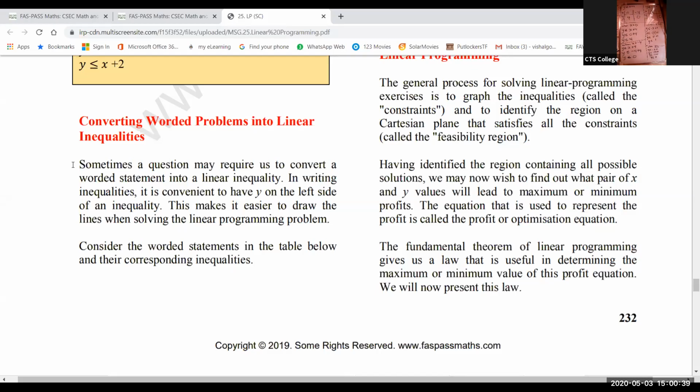You can remember that? Yes, sir. So it's just like that. It's going to be the exact same thing we've been doing: converting worded problems into inequalities, and then graphing those inequalities. This is nothing difficult. It's just building on the knowledge of graphs, coordinate geometry, as well as inequalities, right?